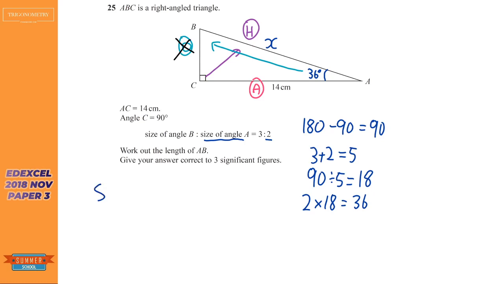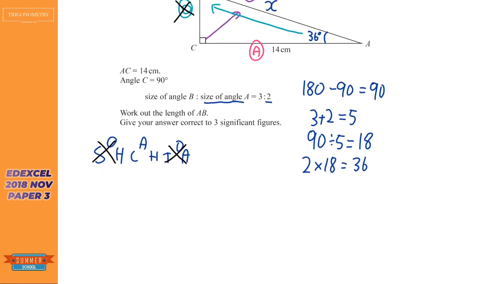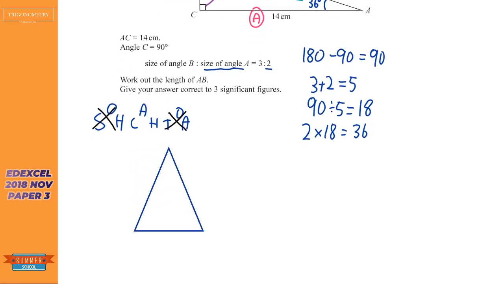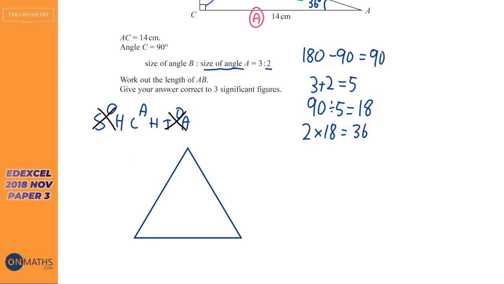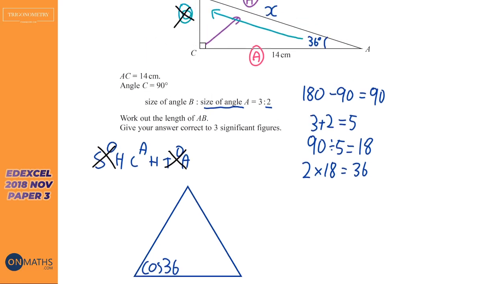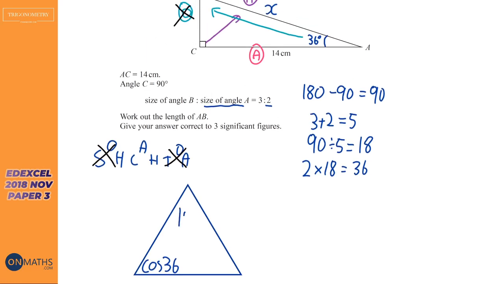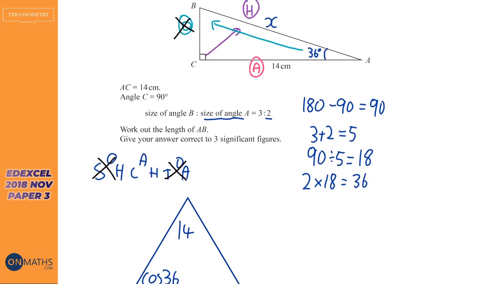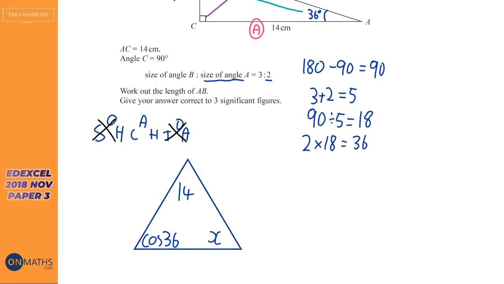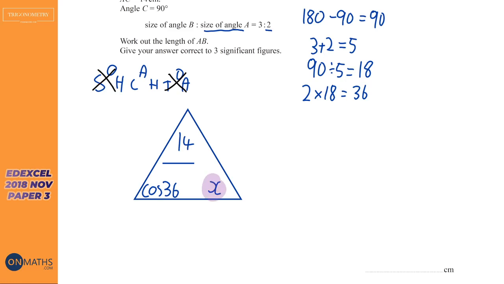Next step, write down SOH CAH TOA. Next step, cross out the triangle we're not using. So we've crossed out the O, so we're not using tan and we're not using sine. So it's going to be the cos. Next, draw the triangle, and we're going to have cos 36, and the adjacent is 14, and the hypotenuse is x. So we're trying to find x.